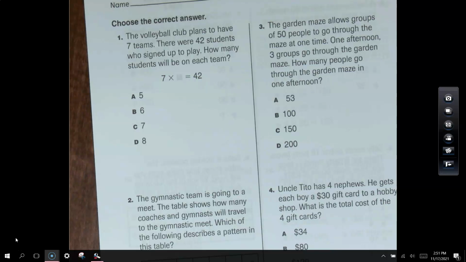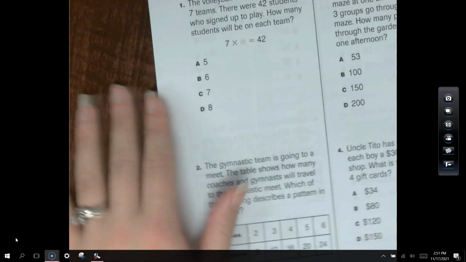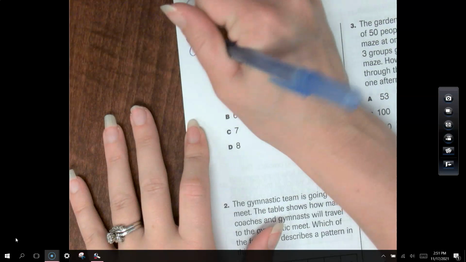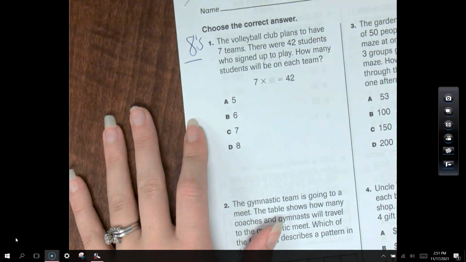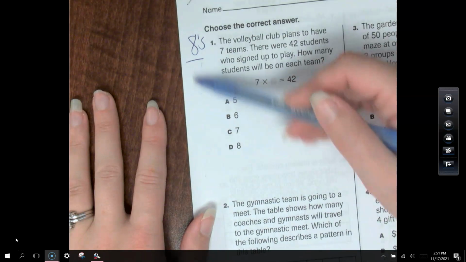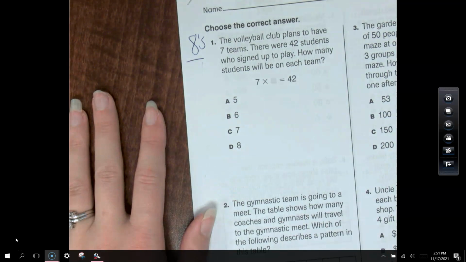Before you begin, I would recommend writing down your H trick. If you want, you could write your H trick on the side here. Go ahead and do that. Pause the video and write your H trick so you have that throughout the video.